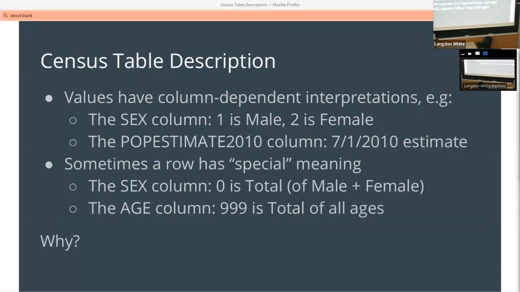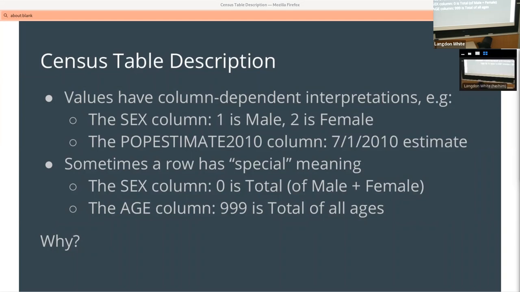As a result, well, not entirely as a result, let me start here. The thing about the census is that, especially because it's been around for so long, you want mechanisms to collapse your data as much as you can. So they use these tricks.